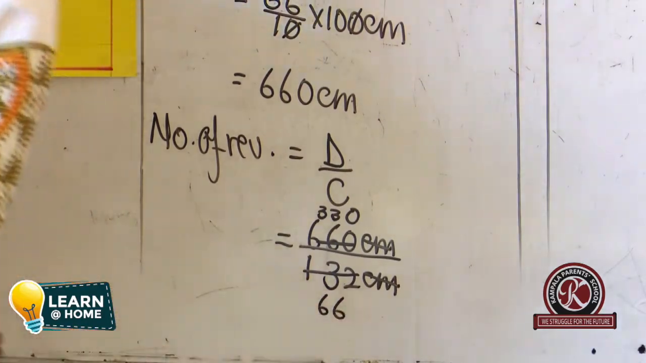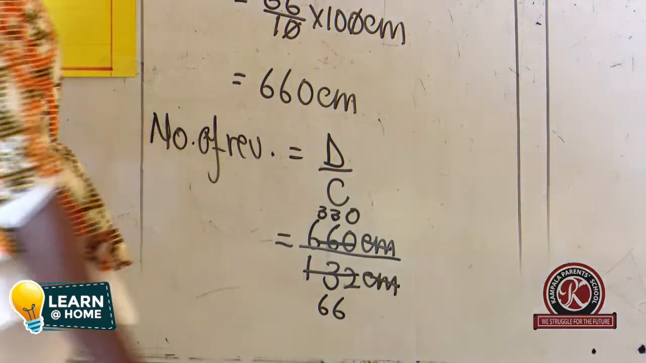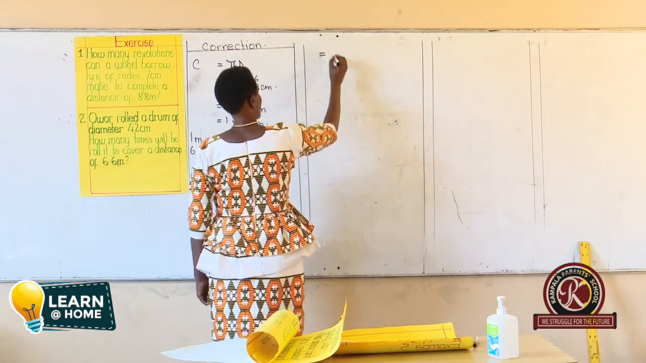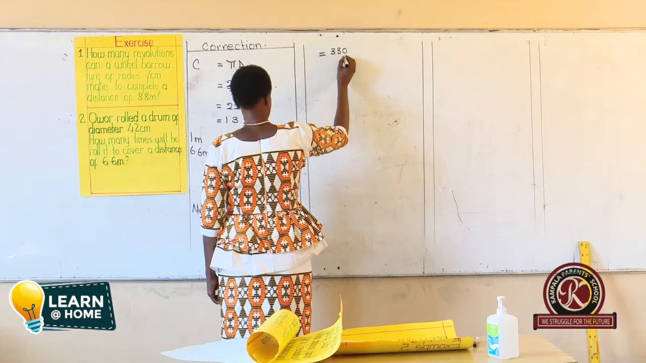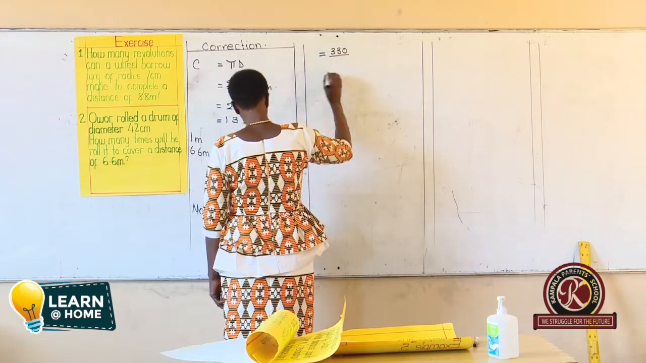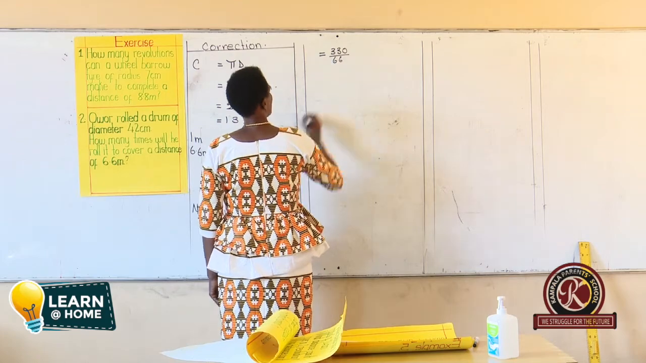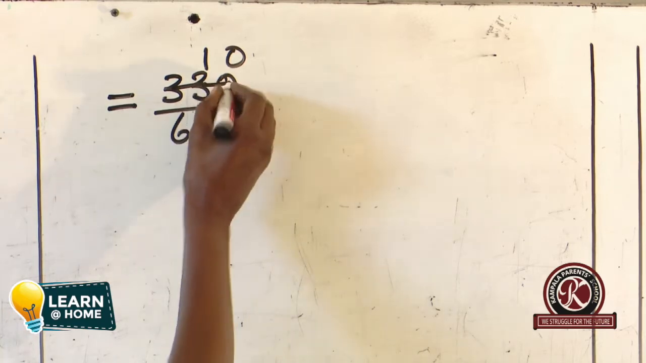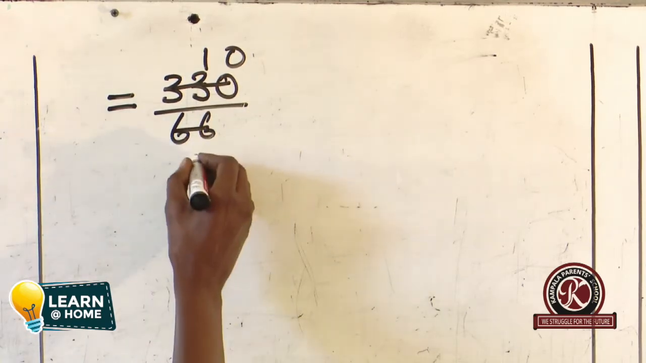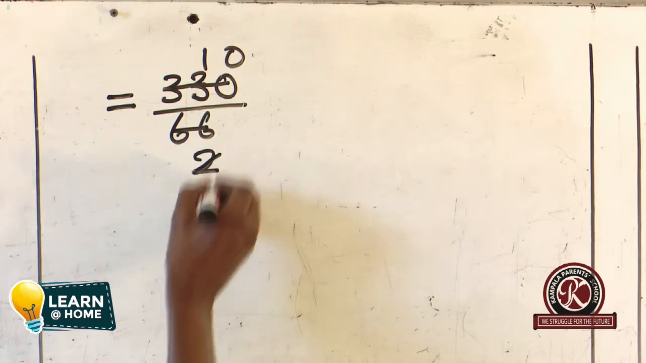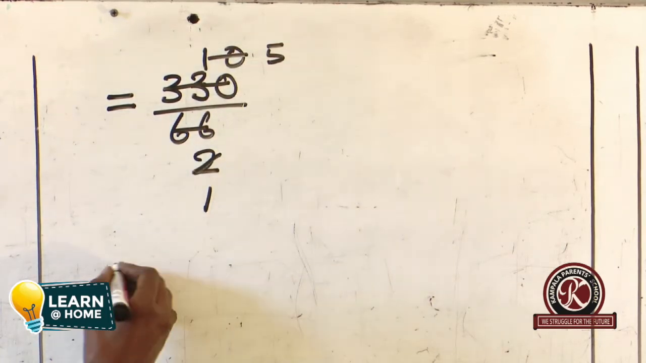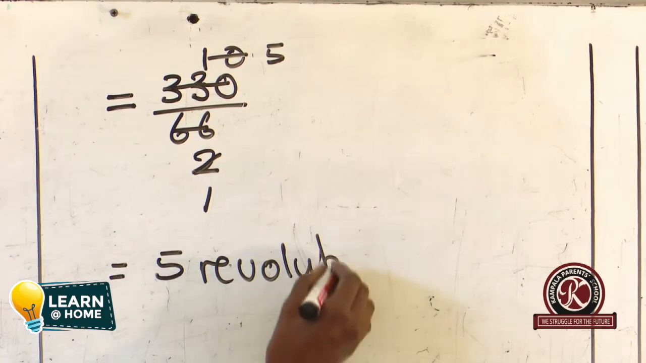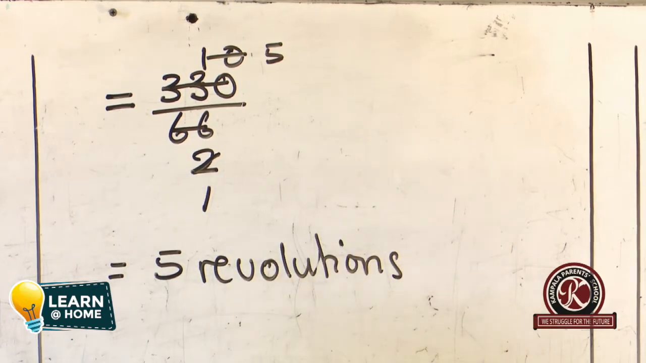We are coming again to 66. Let me transfer it here where we can all see. We have 330 already, out of 66. I look at 33. By 33 here, what do we get? 10. By 33, what do we get here? 2. 2 ones. 2 here, what do we get? 5. So what do we have here? We have 5 revolutions. Underline your work.